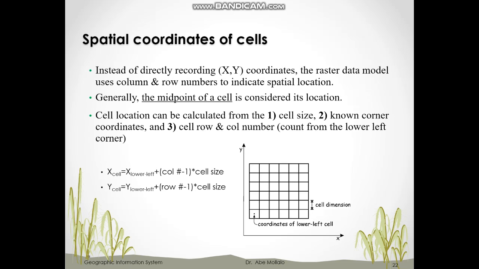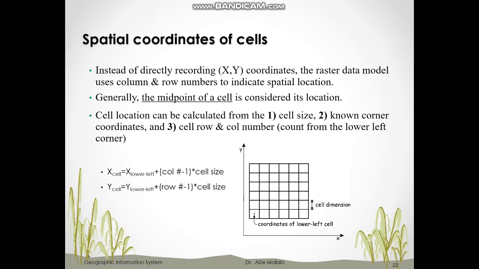So how can we calculate the spatial coordinate for a given cell, for this cell, for example? First of all, even though a cell covers an area, right? So this one covers an area. We only consider its centroid, its middle point, to represent the location of the cell, okay? So when we talk about the cell location, it always means the location of the middle point in the cell.